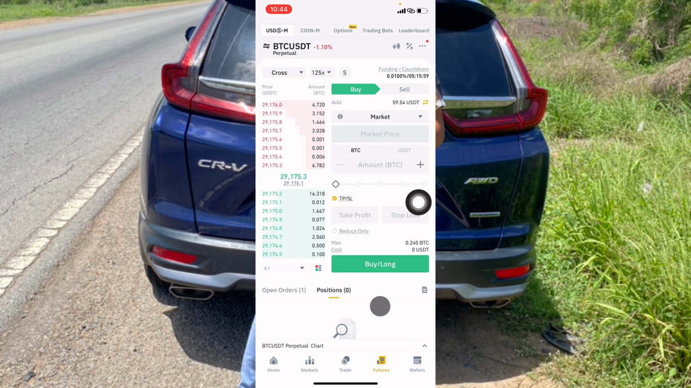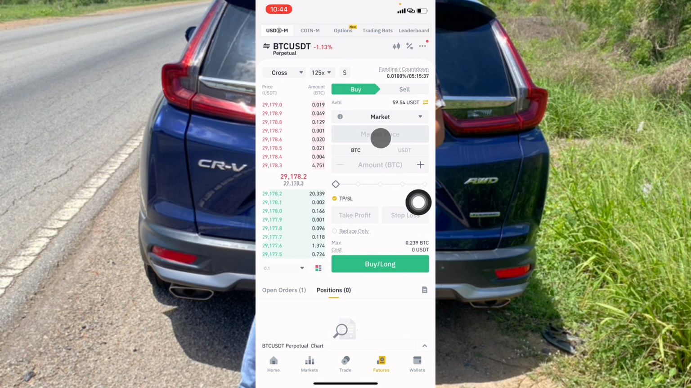So what we want to do now is we are going to enter a market order using BTC USDT. The only difference now is when we enter a market order, it will appear at the positions. Remember, when you are using a market order, you are simply telling Binance that you want to enter at the exact current price, instant execution.